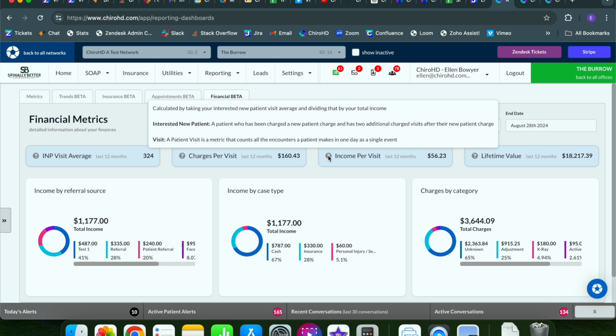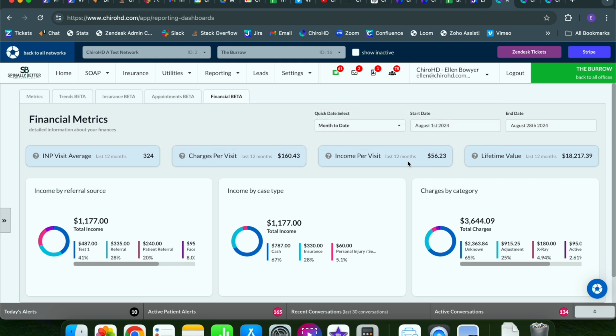Income per visit, if I hover over, that tells me it's calculated by taking your interested new patients, the average of those, and dividing it by your total income. So again, we're going to define interested new patients. That's a patient who has been charged a new patient charge who has had 2 additional visits after that new patient charge. And a visit, again, is a single data service or a single event that a patient has come in. No matter if they have multiple appointments and receive multiple charges, those are encounters. They may have multiple encounters in one day, but that single day is counted as a visit. So this is a total income per visit, and this is also calculating the last 12 rolling months.